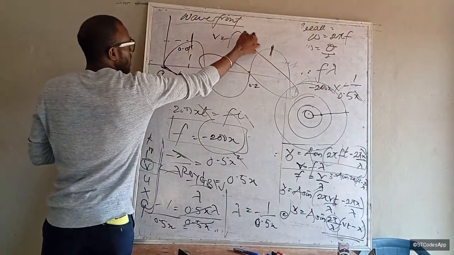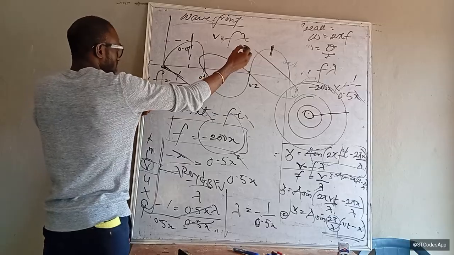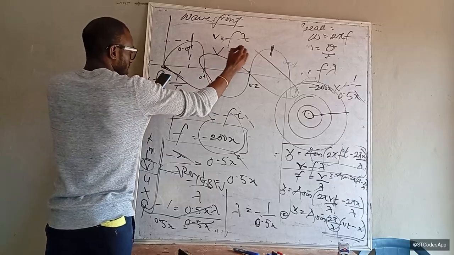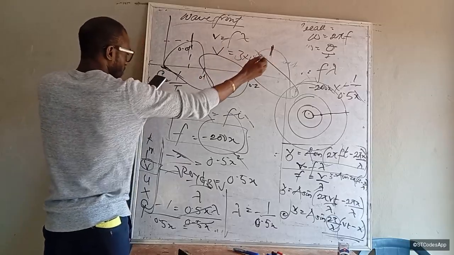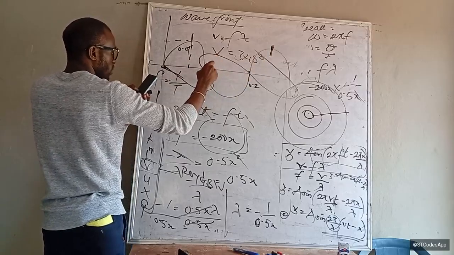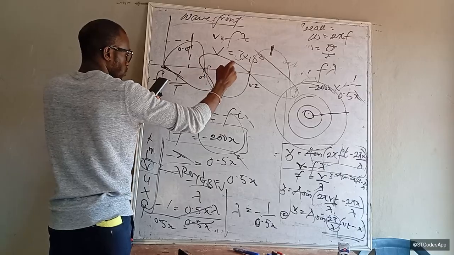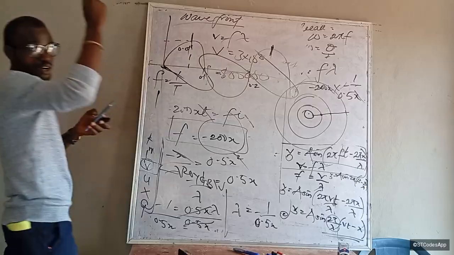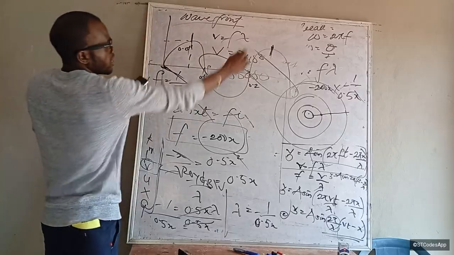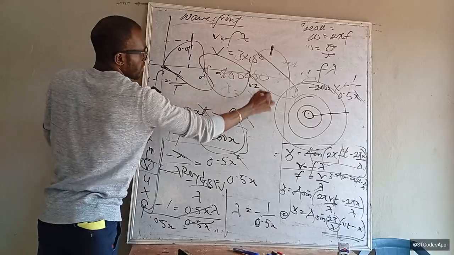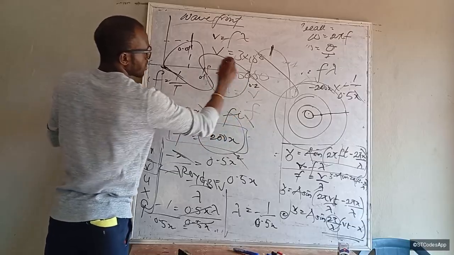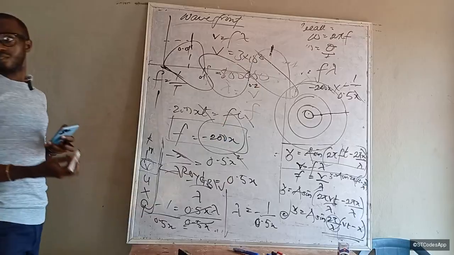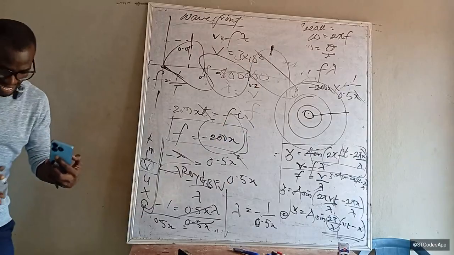V equal to F lambda. You have been given V there, right? It's 3 times 10 to the power 8, the speed of light, right? And the frequency is given also, 800 kilohertz. That is 1,000, don't forget that too. So you are looking for lambda. Lambda is equal to what? V over F. What is V? This over this. Is it clear?